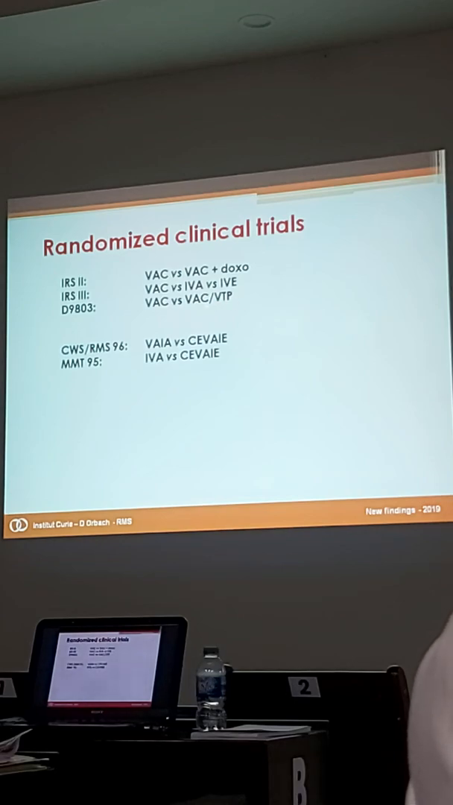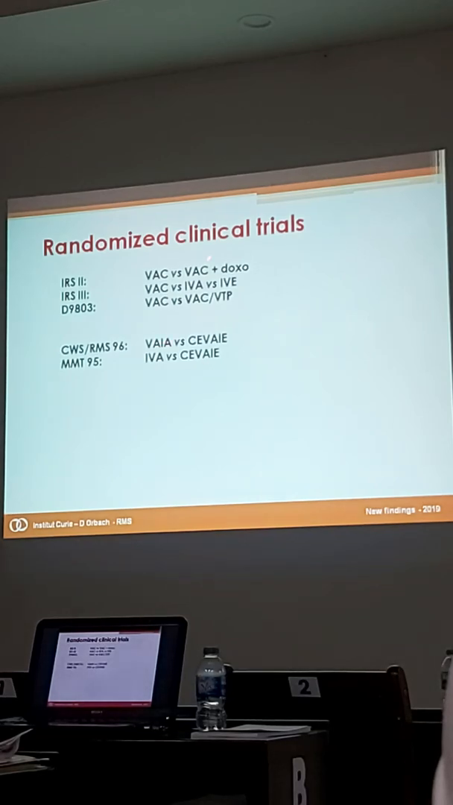They have compared different strategies, and every time the answer was VAC should be the standard, because if you compare VAC to other things, it's exactly the same. And in Europe, we have done the same, but of course with IVA. And when we compared, this was the Italian German group, VAIA versus CIVAIA. CIVAIA is 6 drugs. This is carboplatin, this is etoposide, in addition to IVA drugs. The answer was exactly the same. So more was not better.